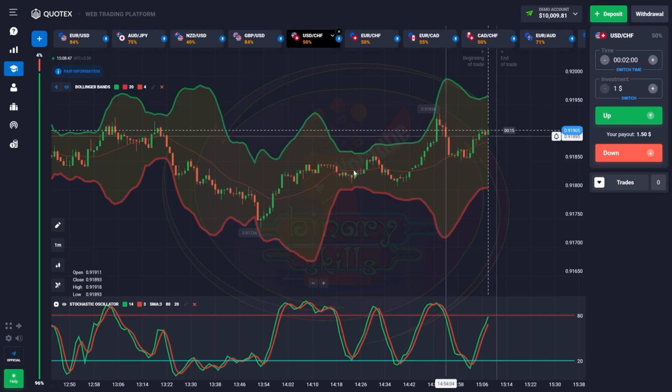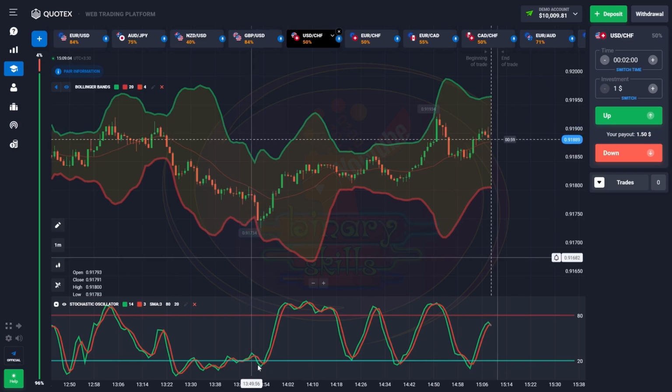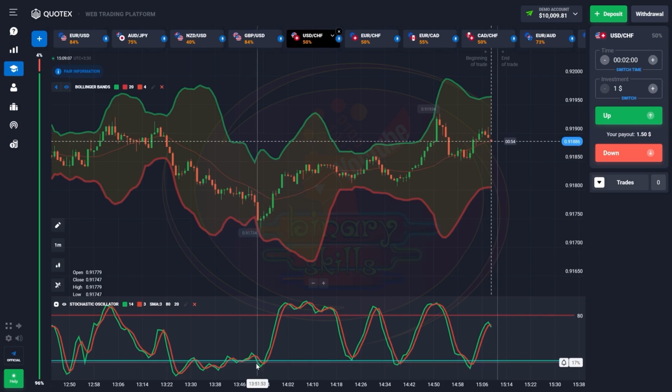Alright, look at this section, guys. This is the reverse situation. We see these red candles have come down and touched the lower boundary. The tip of the candle has hit this lower boundary. Now, if we look at the stochastic, we can see that it's near the oversold region. We wait for this to happen.